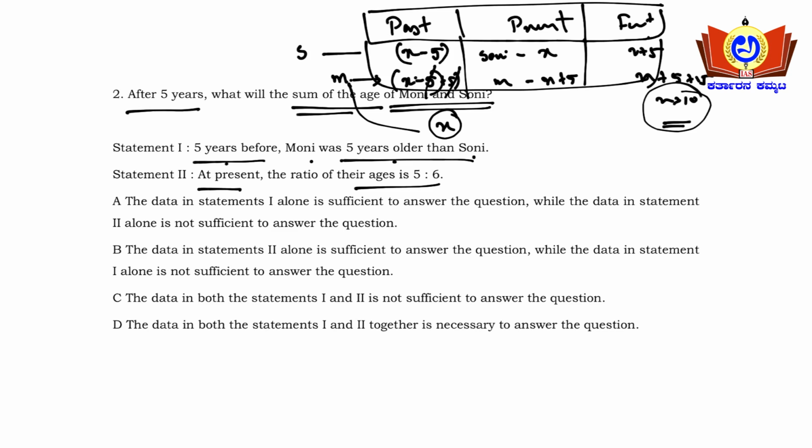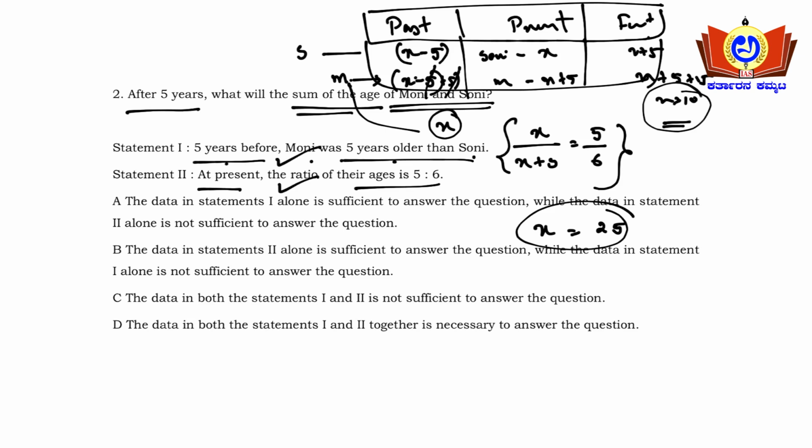And also statement 2 says that the present ratio of their ages is 5 and 6. So what is the present ratio? X by X plus 5 will be 5 by 6 here. Upon solving this you will get X equals 25 years. So both the statements are necessary to find out the future age here. We are not concerned with the answer here.